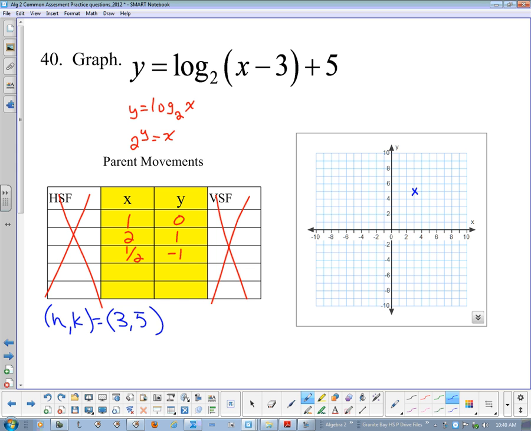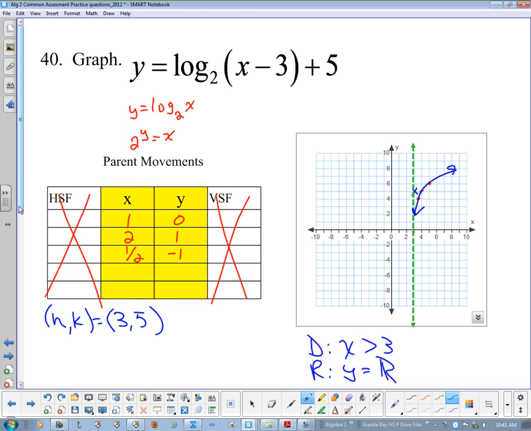And now, should it be a horizontal asymptote or vertical? Vertical. From the X, we're going to plot those points: (1, 0), (2, 1), and finally (1/2, -1). Your graph should look like this. Domain. Domain is going to be x has to be greater than 3. Range, all reals. There's the graph of that one.